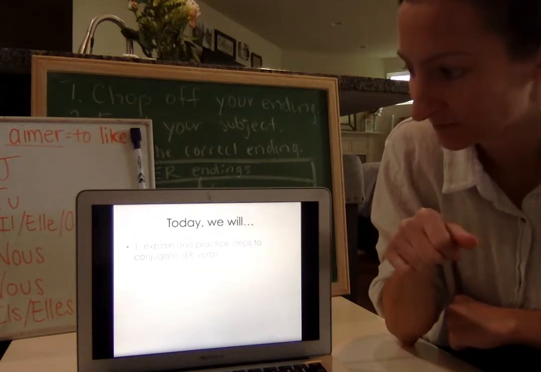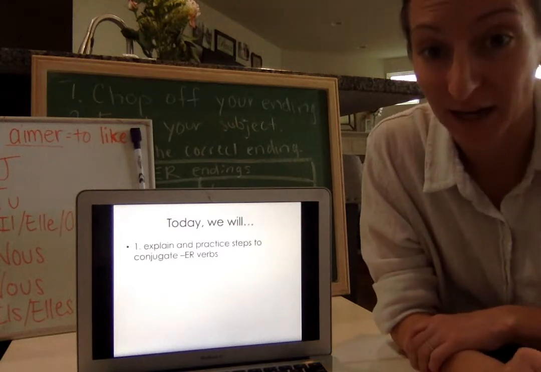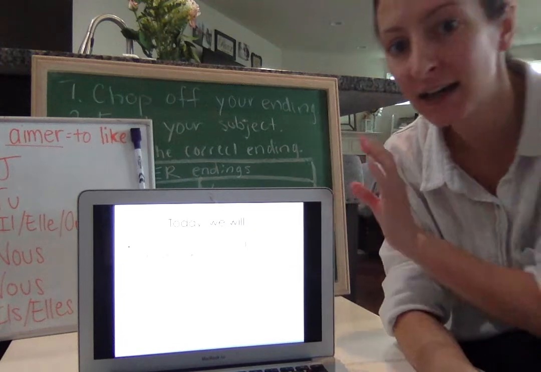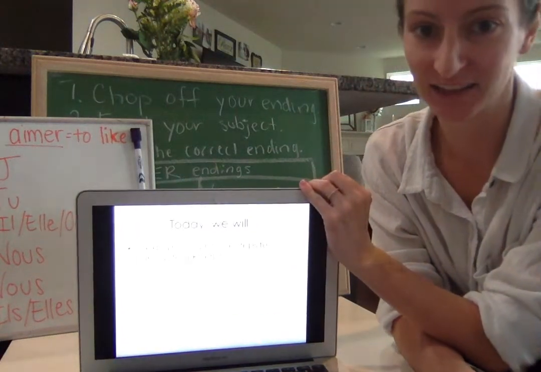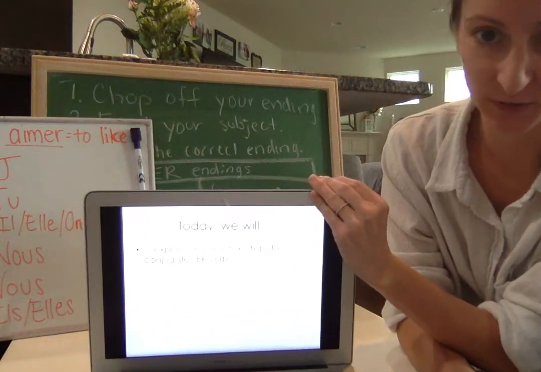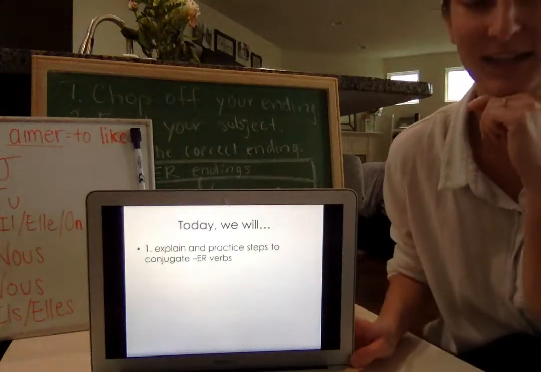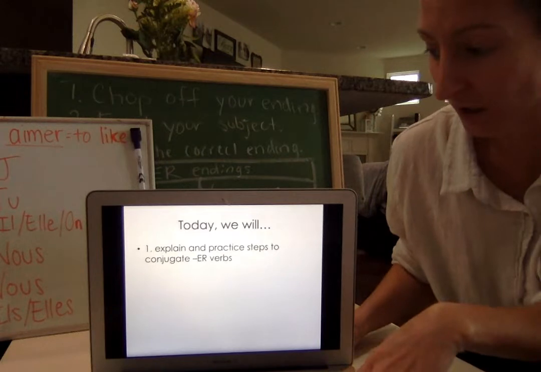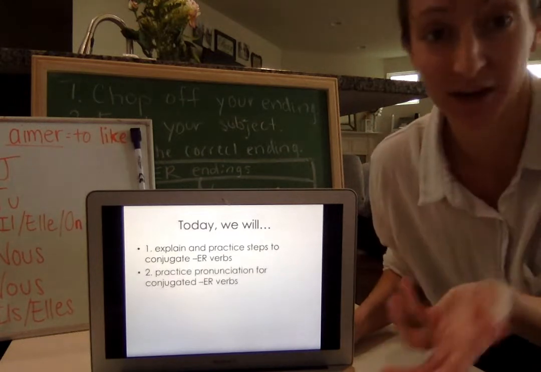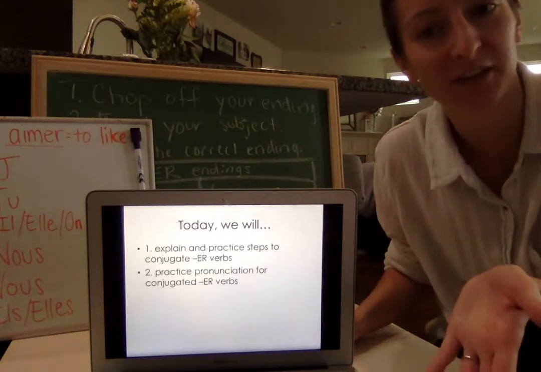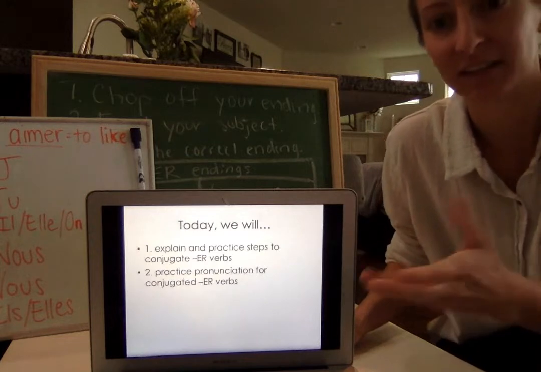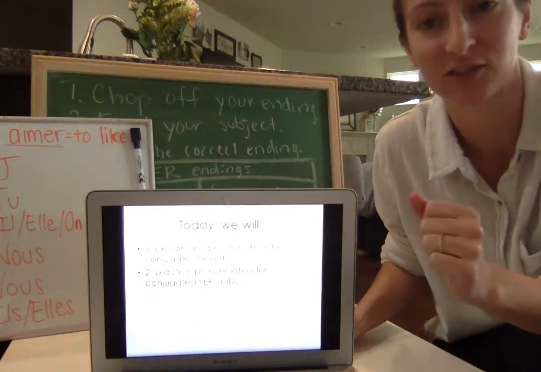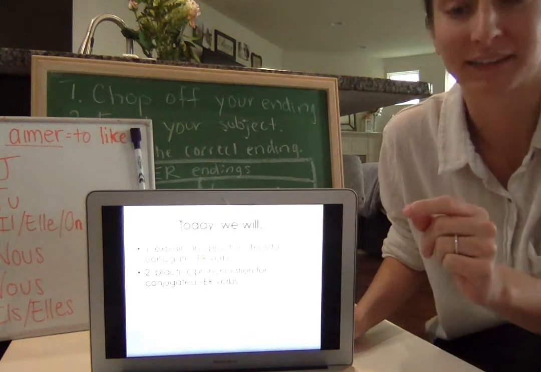Today, we will explain and practice how to conjugate ER verbs, because I know it's a tricky topic. So we're going to be practicing that together today, and it'll help you with some of your assignments that I am putting on Canvas for you. So we'll go through some of that together. We're also going to go over how to pronounce the different forms of conjugation, because we don't pronounce the consonant at the ends of the words in French typically, so we're going to practice that all together.